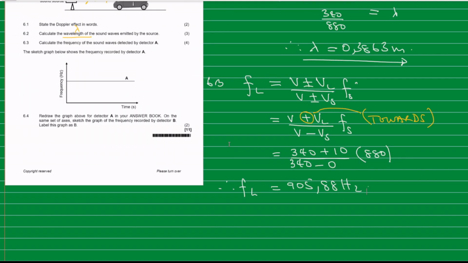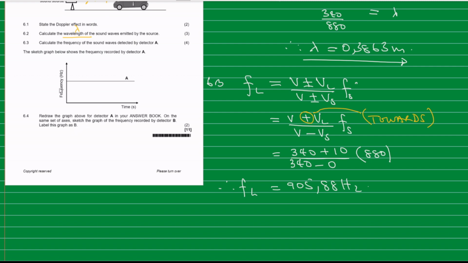Let's come to the last part of this section. The last part is asking us to sketch the graph below, showing the frequency recorded by detector A, and then redraw the graph above for detector A in your answer book. On the same set of axes, sketch the graph of the frequency recorded by detector B. Label this graph as B.